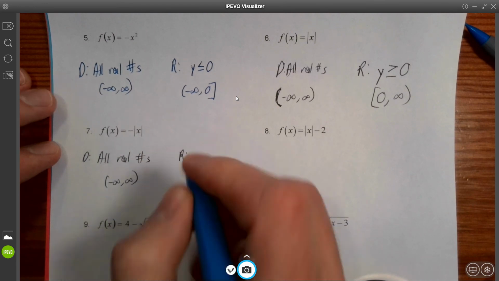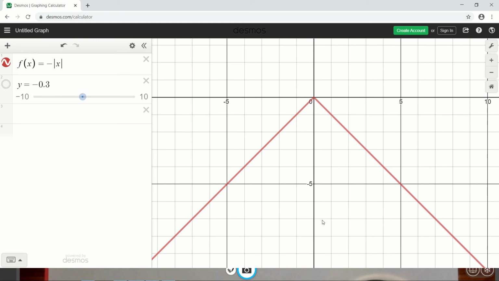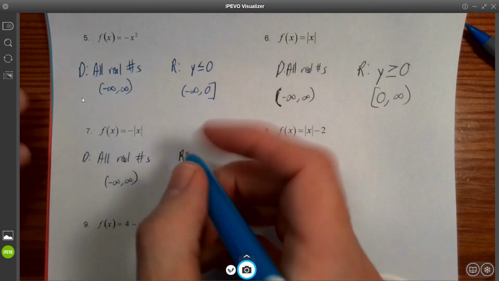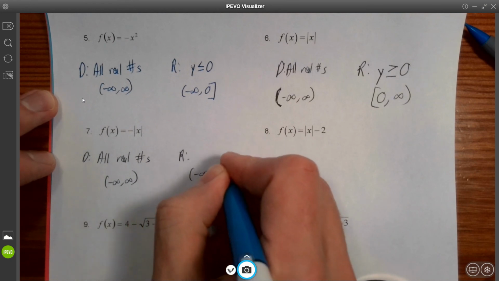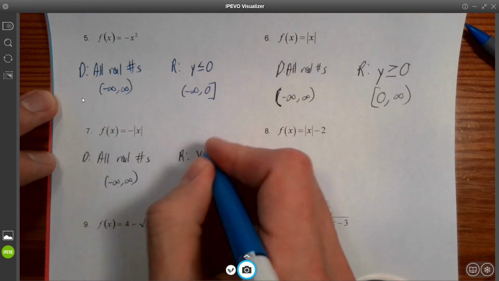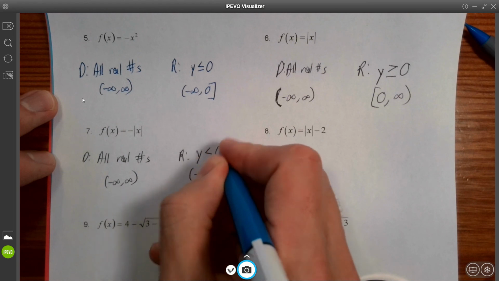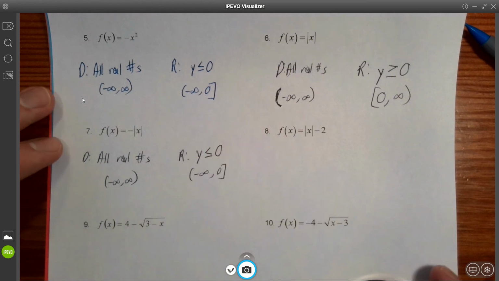And my range is going to be everything down here. I'm going to point with this little blue line here. Everything from 0 downward is a valid output for my graph. So negative infinity up to and including 0. So I'm going to go ahead and write that. Negative infinity up to and including 0, which really means that all my y values are less than 0, or it could include 0, so it's equal.